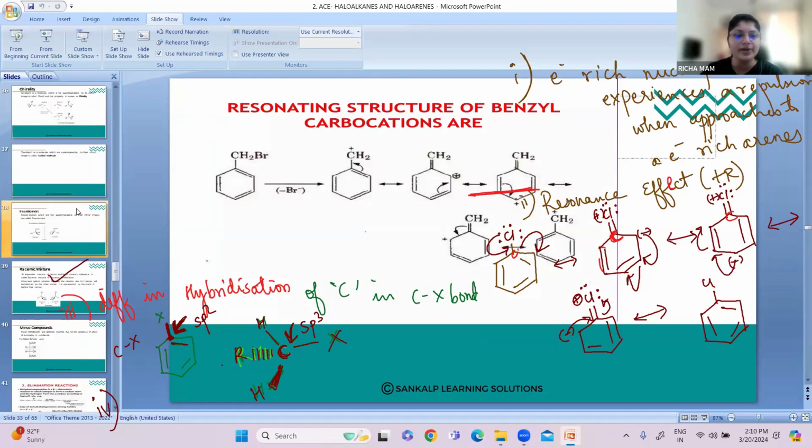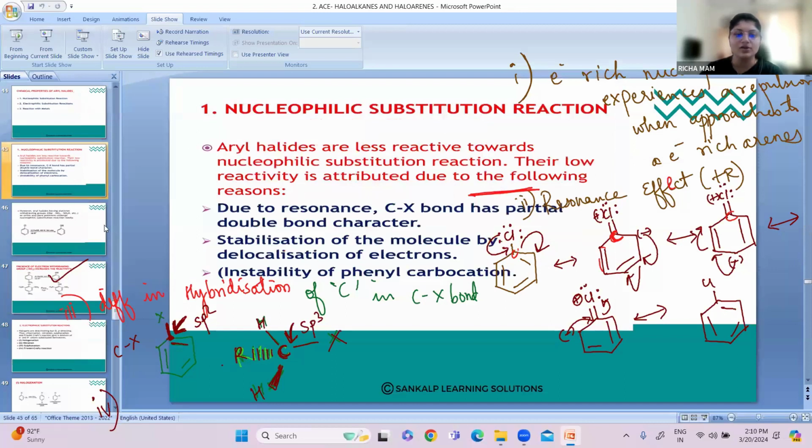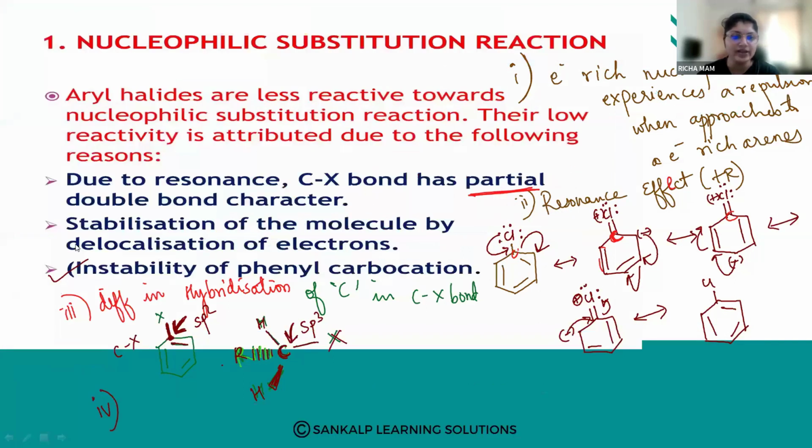So when we are discussing the instability of the phenyl carbocation, what does phenyl carbocation mean? When you have a benzene and you break this bond, you have a positive charge on this phenyl. This phenyl carbocation, formed as a result of self-ionization when the C-X bond is broken, won't be stabilized by resonance, and therefore the SN1 mechanism is ruled out.